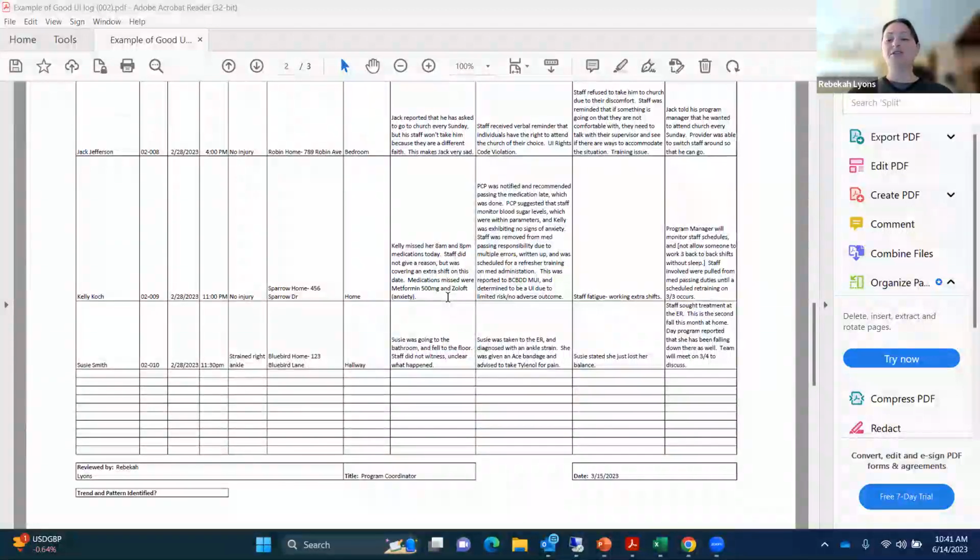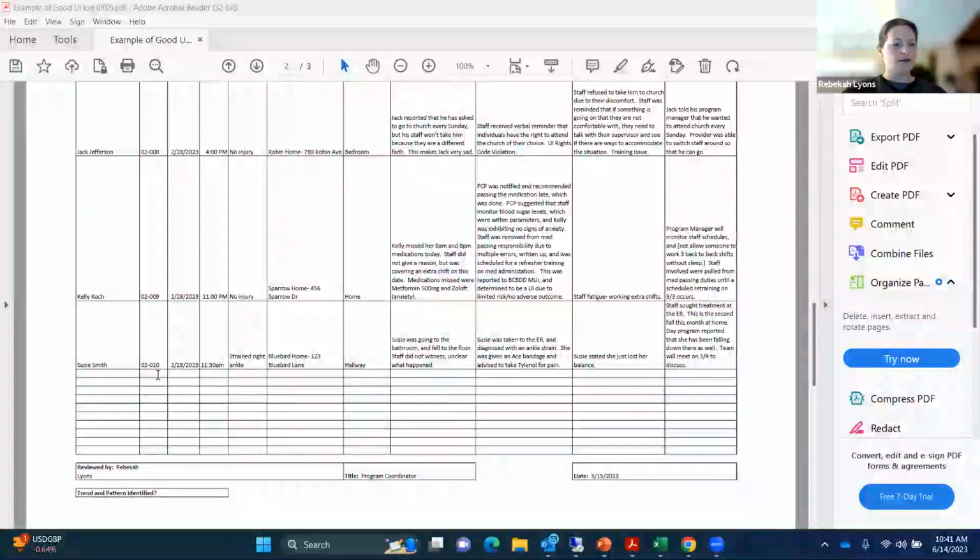We also note that this is the second med error in the Sparrow home involving this particular staff. So in this case, they took the extra measure to pull her from med passing duties until she could take that refresher on the certification. And there's a date given. Again, this is in future tense. So when you go back and check on that, you want to put it in the past tense and say, yes, this happened on 3/3.